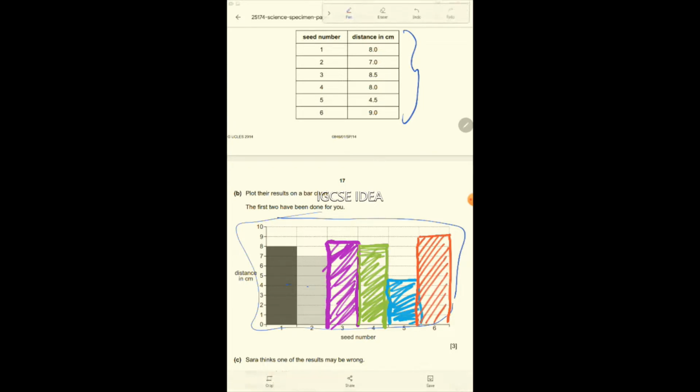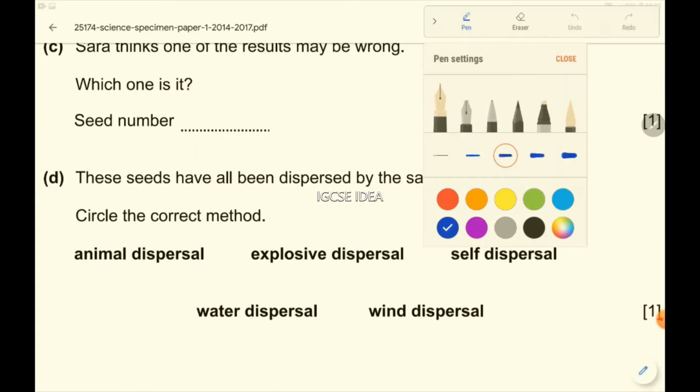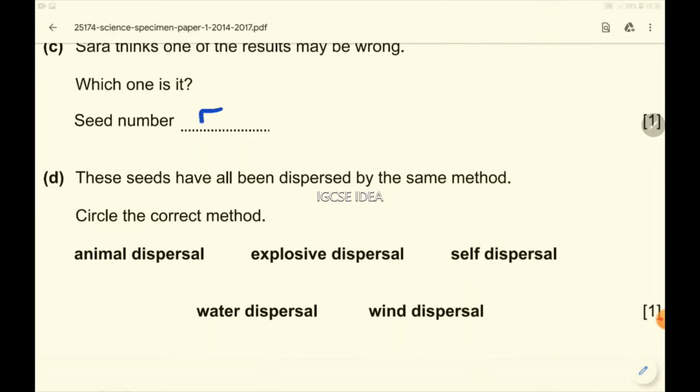Sarah thinks one of the results may be wrong. Which one is it? Yes, the result which is wrong is seed 5, as all the seeds dispersed a higher distance, except seed 5, which is 4.5 centimeters. So maybe it's wrong.